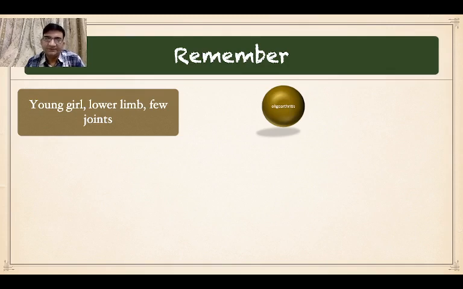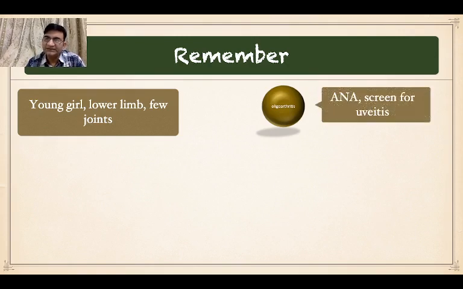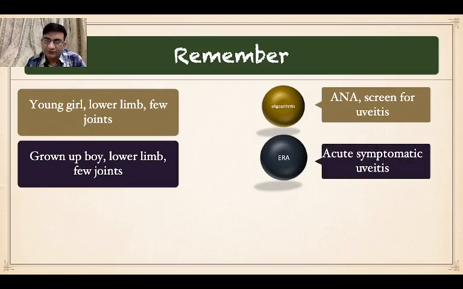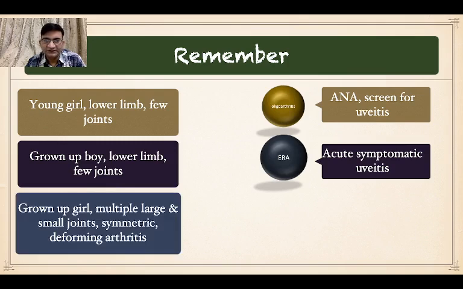We must remember these phrases. So whenever we have a young girl, predominantly lower limb, few joints are involved, the diagnosis often is oligoarthritis type of JIA. The investigation that is very important is ANA, and screen these children, young girls, for uveitis. The next pattern is grown-up boy, lower limb, few joints. Now we know that this is enthesitis related arthritis pattern. A grown-up adolescent boy, predominantly lower limb, asymmetric, very few joints. Uveitis in this case is acute symptomatic uveitis.